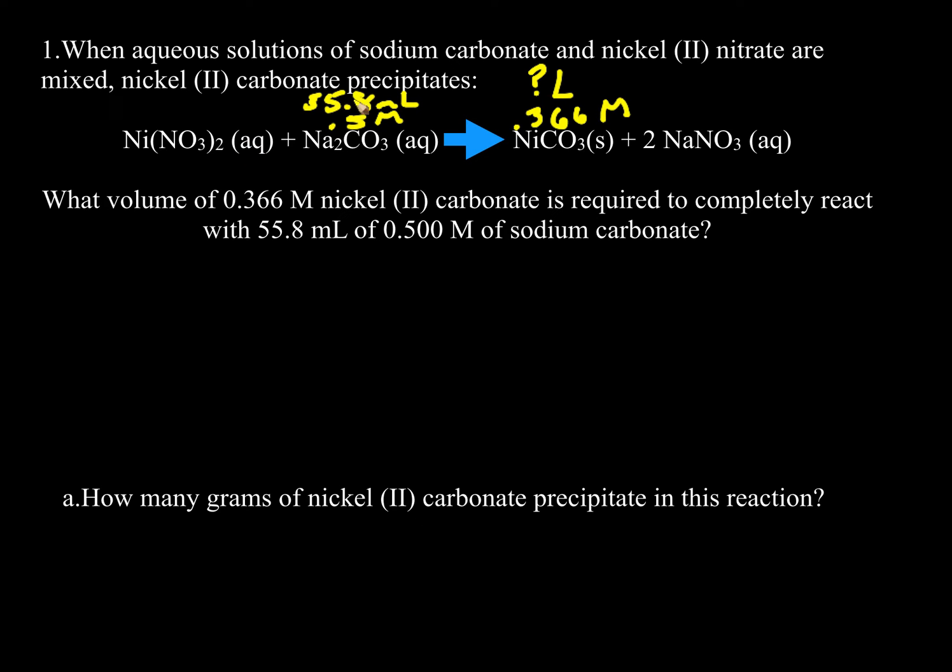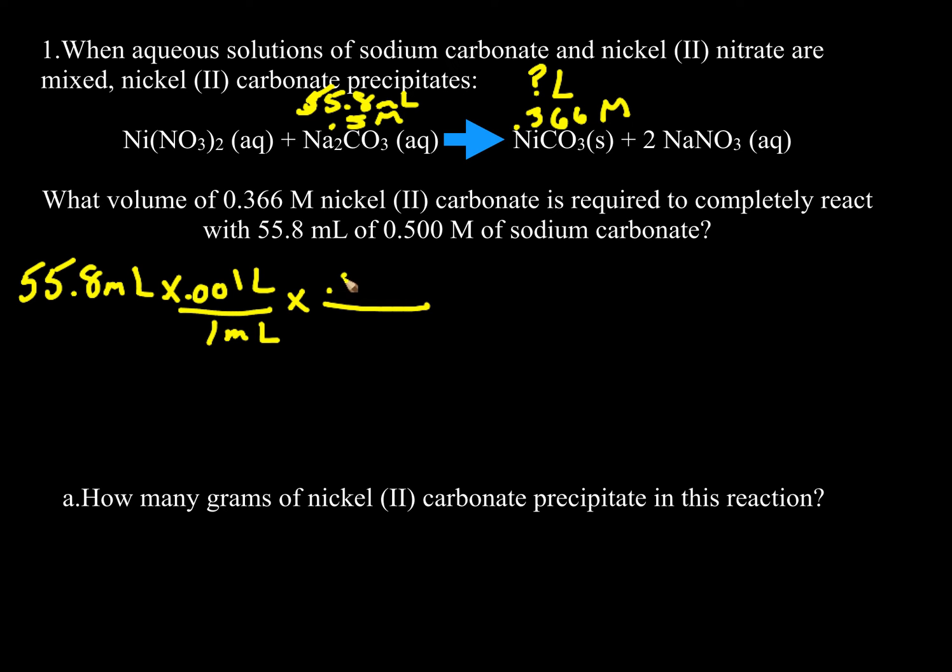So we're going to start with 55.8 milliliters. We're going to change those to liters. Now from here we're in liters. We can use our molarity unit. So they said we have 0.5 molar, or 0.5 moles of Na2CO3 all over 1 liter of solution. Now we're in moles of Na2CO3.